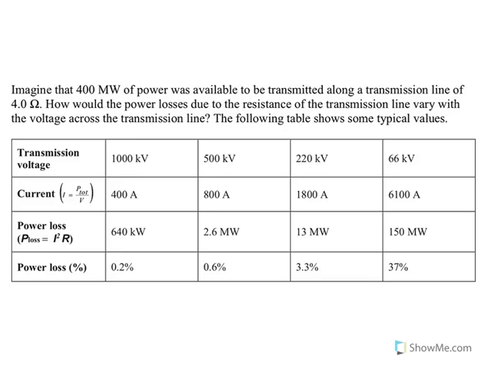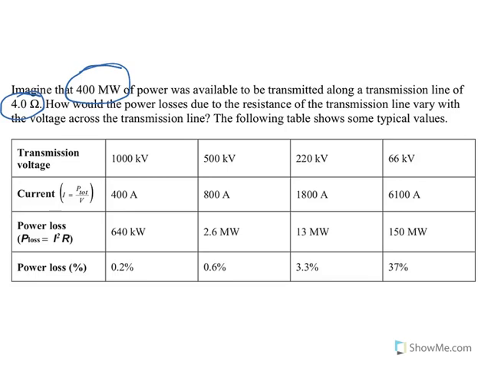And so here's an example. So I've worked out this table here. So we've got a power station, 400 megawatts is what it produces, and we want to transmit it along the power line, and for this example we've got 4 ohm resistance.